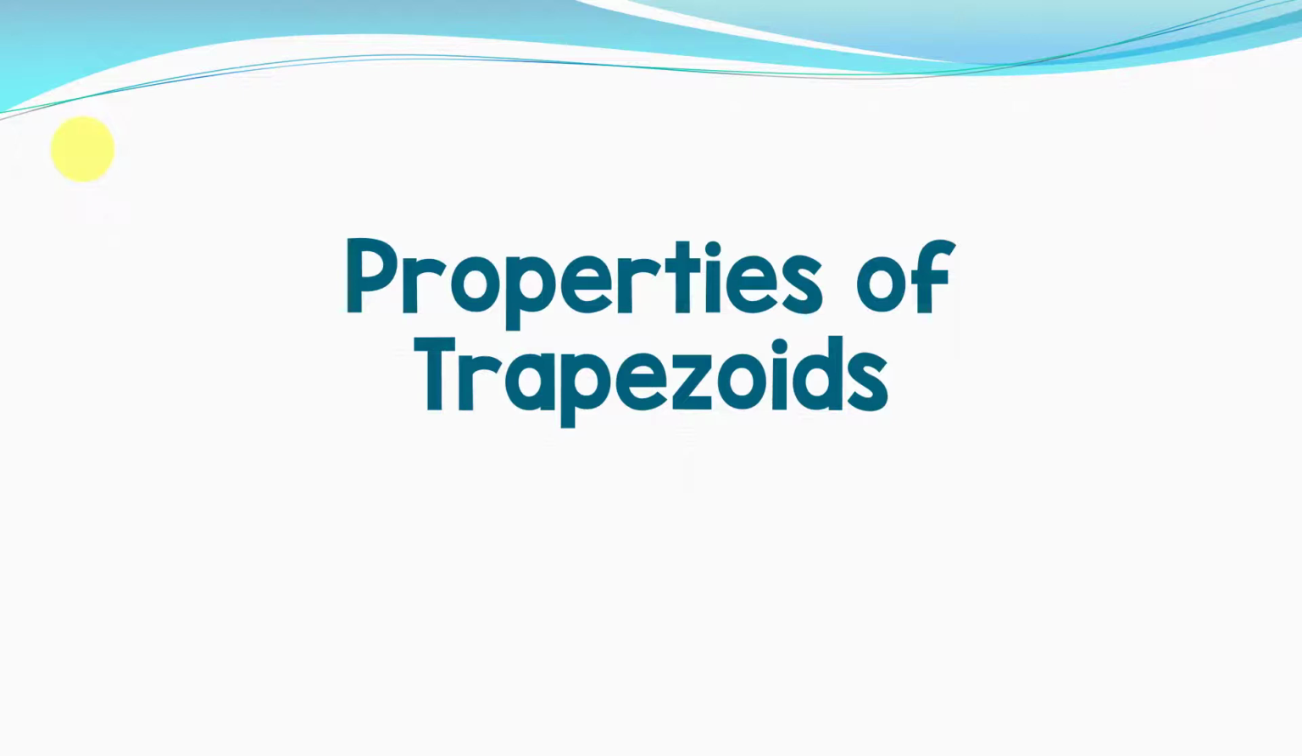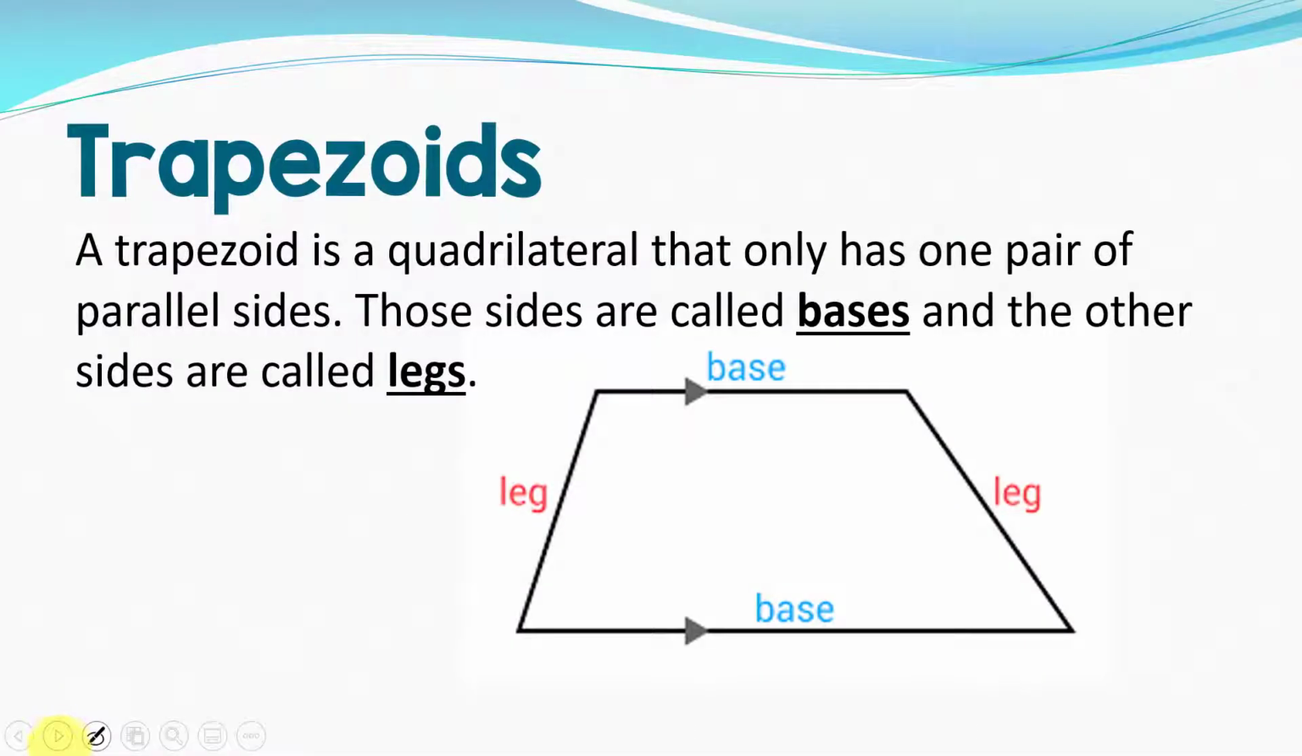We're going to learn about properties of trapezoids. A trapezoid is in the quadrilateral family, but it is not a parallelogram. Let's look at the properties of a trapezoid. It has one pair of parallel sides, different from a parallelogram, which has two opposite sides that are parallel.